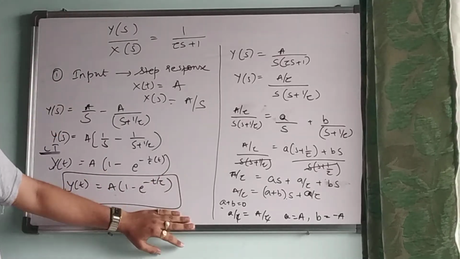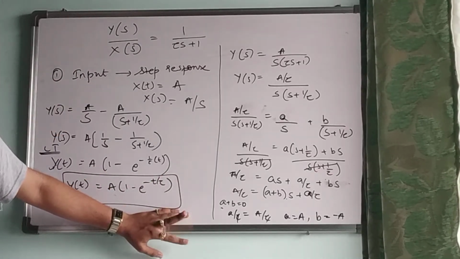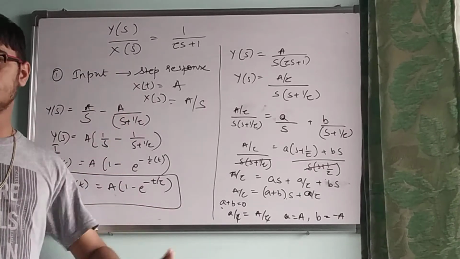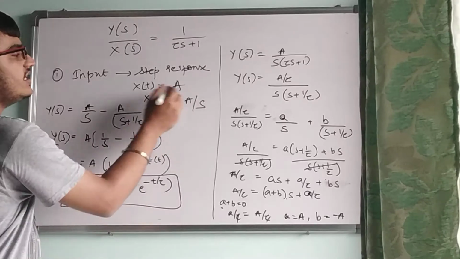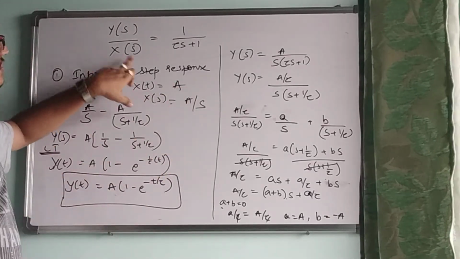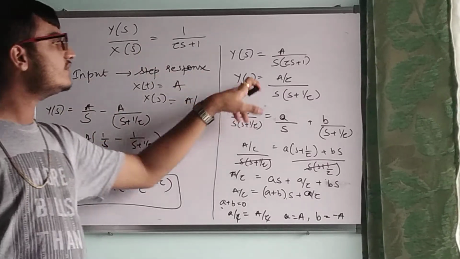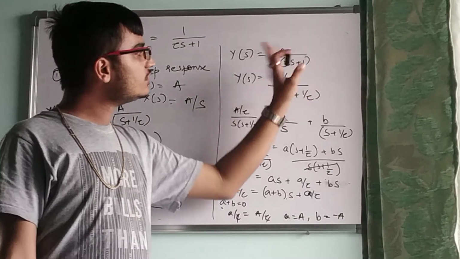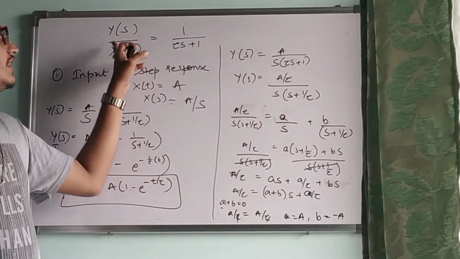So this is what the transfer function output is when you are giving step input. Step input means x of t is equal to A, x of s is equal to A by s. You will substitute in place of x of s, A by s, and put y of s is equal to A by s into tau s plus 1.